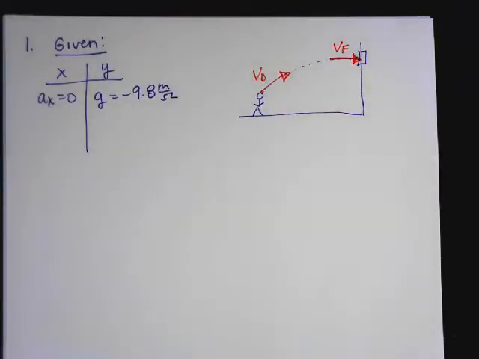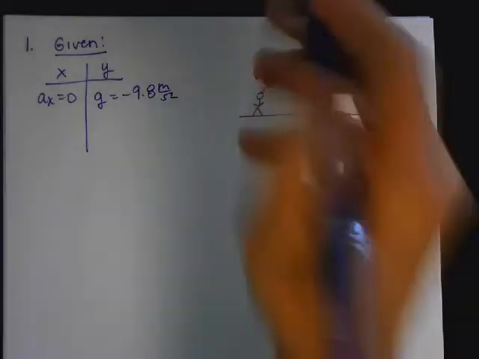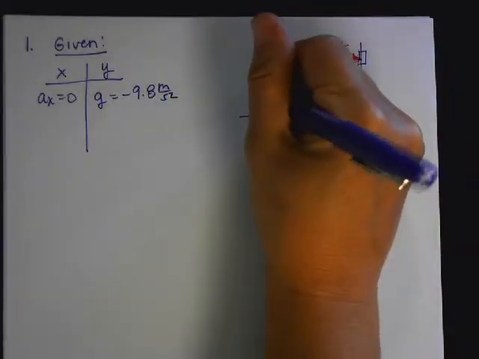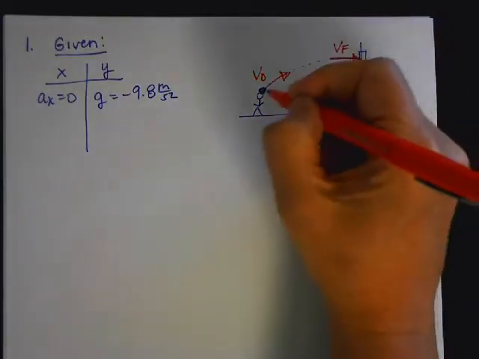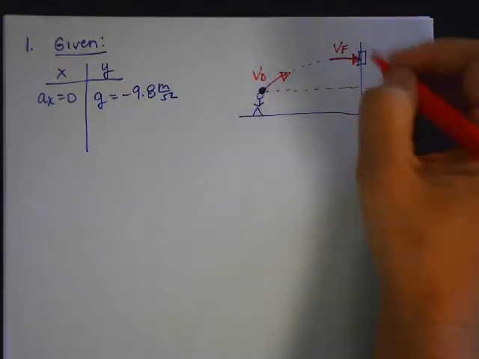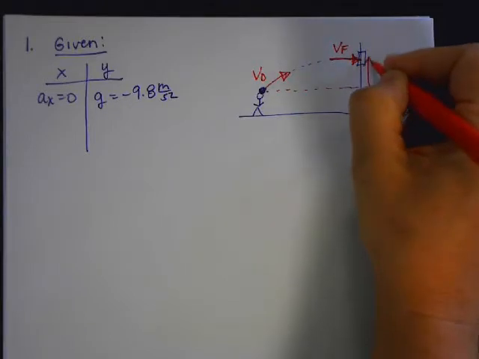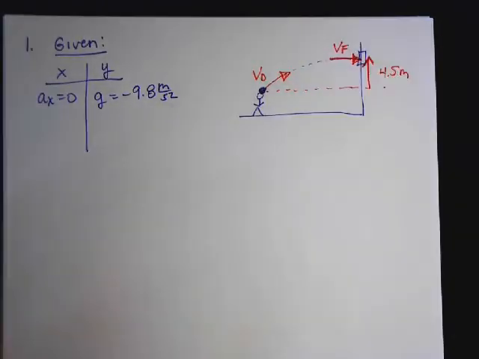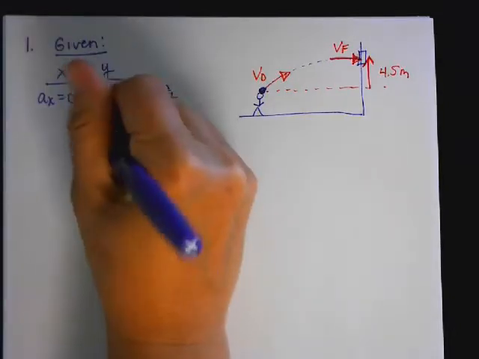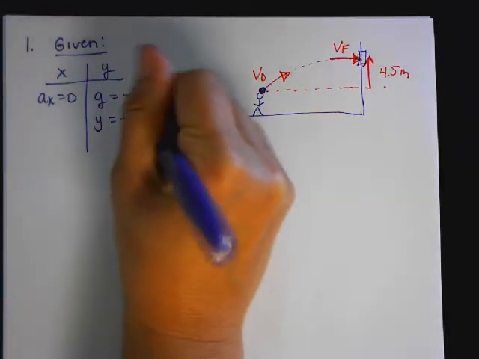Okay. Now I'm going to read the rest of the problem. It said he's standing at the edge of a rose garden 4.5 meters below her window. Okay. Now remember, where motion begins, that's my frame of reference. So I always make a big dot. So now if I just go like this, I'm measuring that this height here is 4.5 meters. So y is actually plus 4.5 meters.